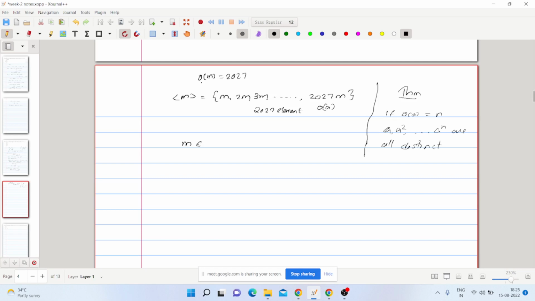We started with m in the subgroup H. If m is in the group, what about 2m? Does 2m belong to H or not?